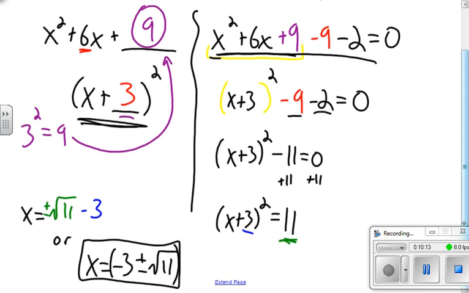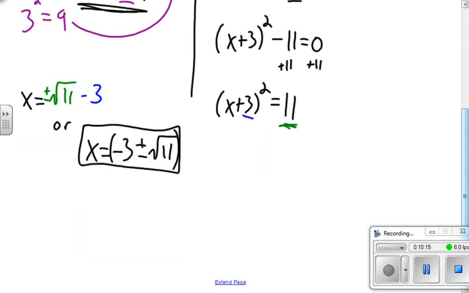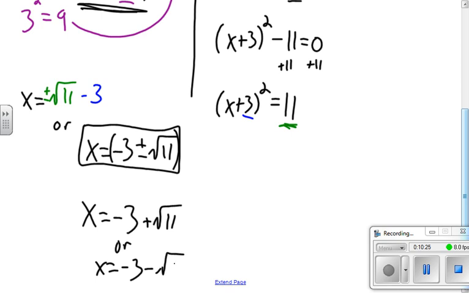So sometimes you will see our solutions coming out as x equals negative 3 plus root 11, or x equals negative 3 minus square root of 11. That's okay too. They're both valid ways to say the same thing. It's negative 3 and the positive or the negative square root of 11.